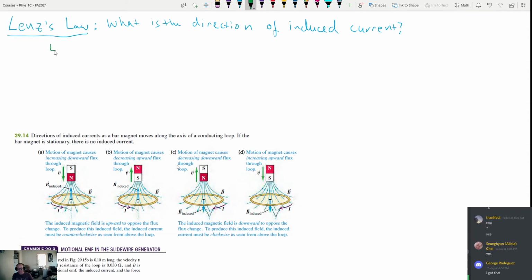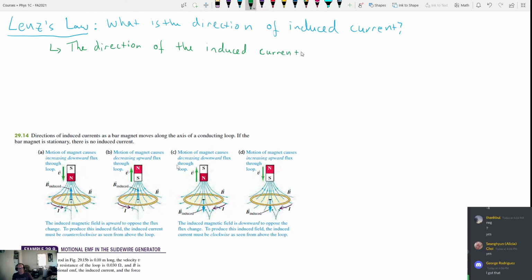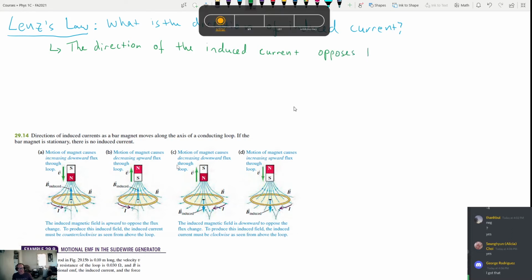So Lenz's law states that the direction of the induced current is such to oppose the change. That's pretty much what it says. It's the simplest way that I can write it down. There's a lot more to it, but I'm going to write it down like that. The direction of the induced current opposes, I have to put another word in here.